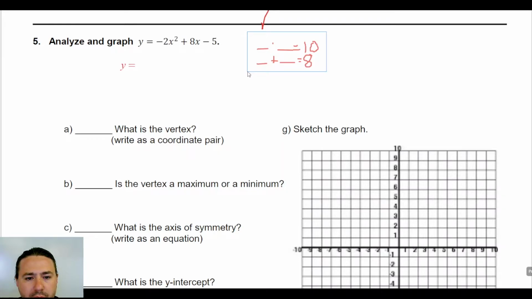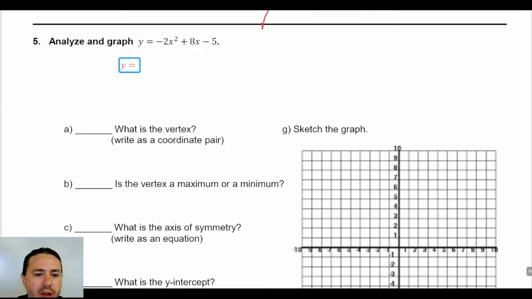To complete the square, what we're first going to do is factor that negative 2 out of those first two terms. So that'll give me x squared minus 4x. And then I'm going to leave a little bit of space here. Okay, I'm going to come back in here. And then I have the minus 5 just kind of hanging out.